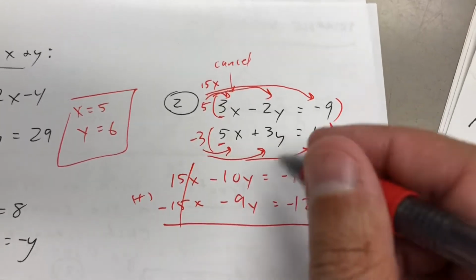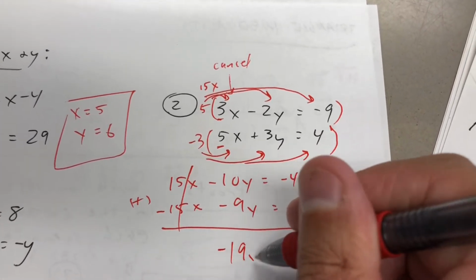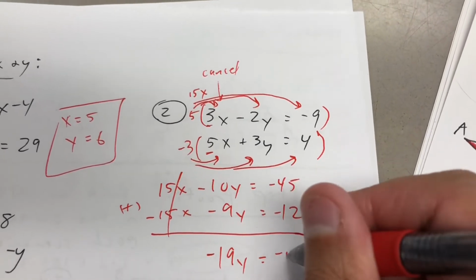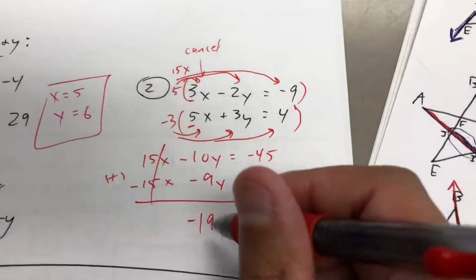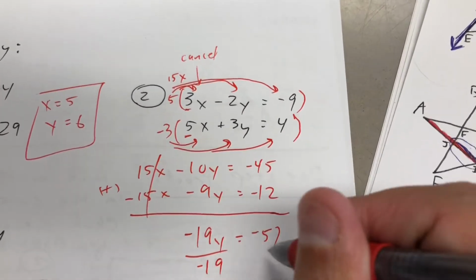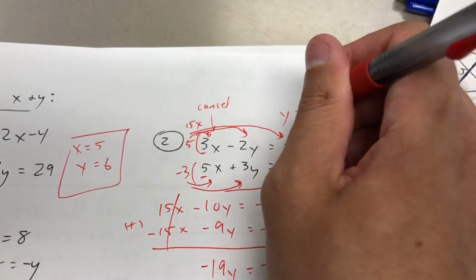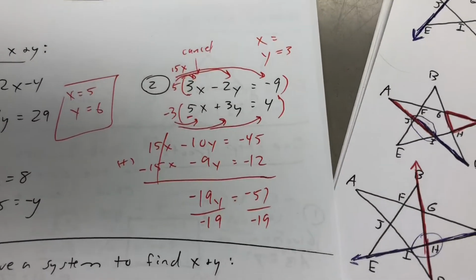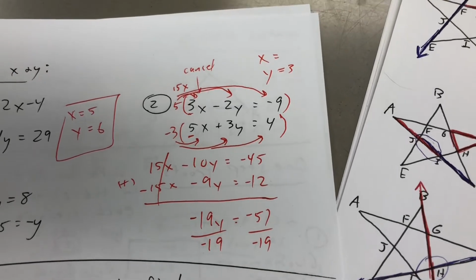15 plus negative 15 is 0. Negative 10 plus negative 9 is negative 19y. And let's see, we're going to get a negative 57, okay? 19 goes into 57 3 times. So y is going to be equal to 3 here. And then to find your x value, you're just going to need to sub back into one of the original equations. It really doesn't matter.